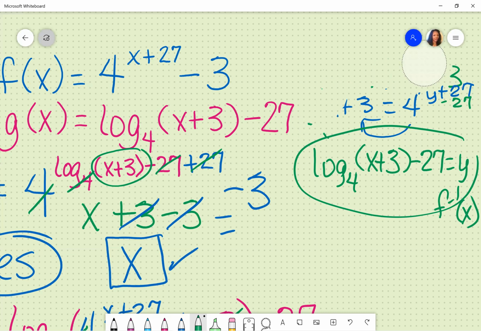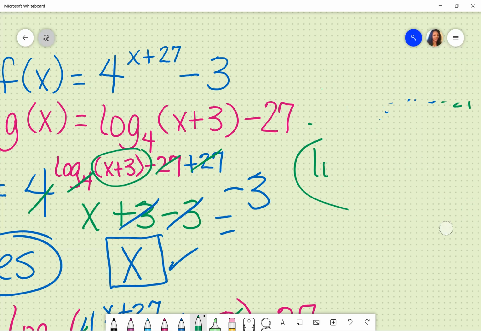But again, only if your instructions do not specifically say prove using the composition of functions, because if it says that, then you have to do it the way that I just showed you, where you're looking for the x. So the way I just showed you just now is what I showed you in another video, finding the inverse.